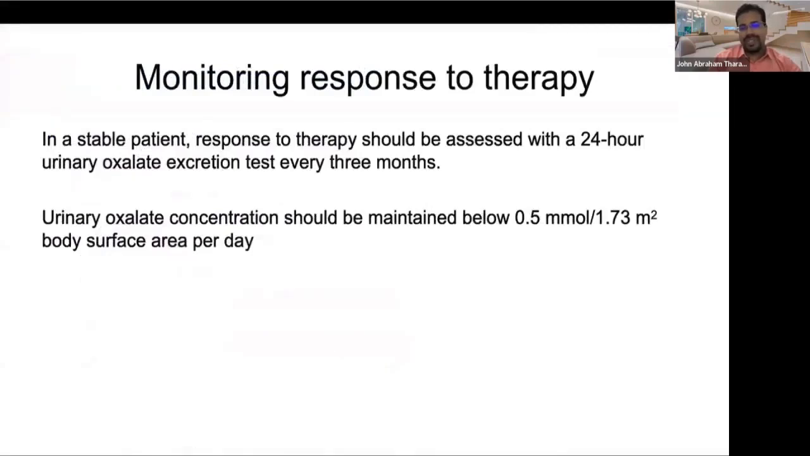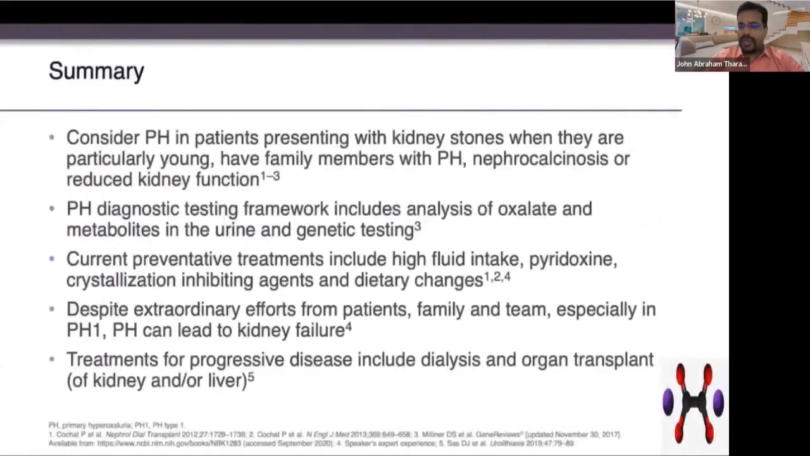So how do we monitor the response to therapy? In a stable patient, the response to therapy should be assessed with a 24-hour urine oxalate excretion test, which is done every 3 months, and if the patient is unstable, you may need to monitor more frequently. The urinary oxalate concentration should be maintained below 0.5 millimole per 1.73 square meters body surface area.